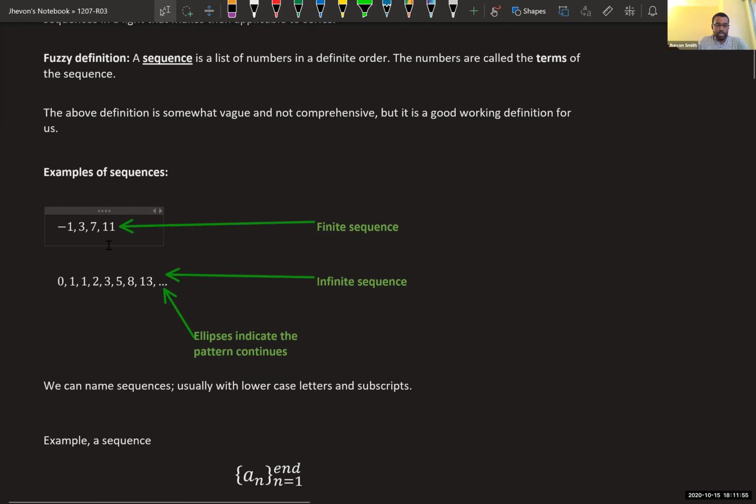So here are some examples of sequences. Here's a list of four numbers, minus 1, 3, 7, 11. Here's another list of a bunch of numbers, okay? Because this list is finite, with only four terms, we call that a finite sequence. These are very important, but they're not going to be the focus.